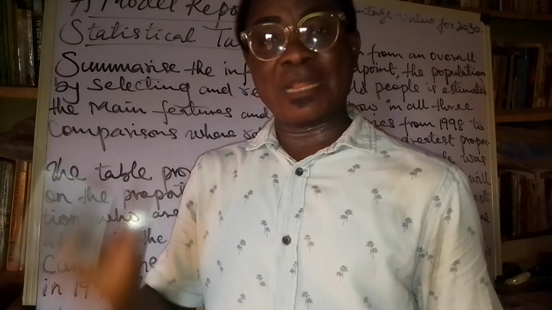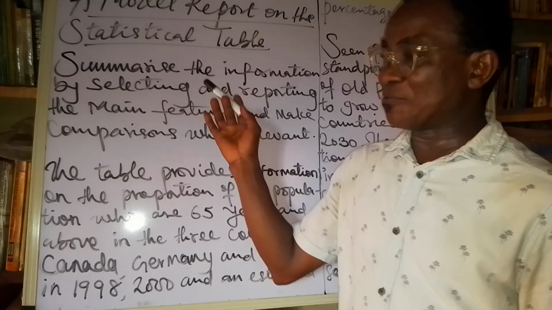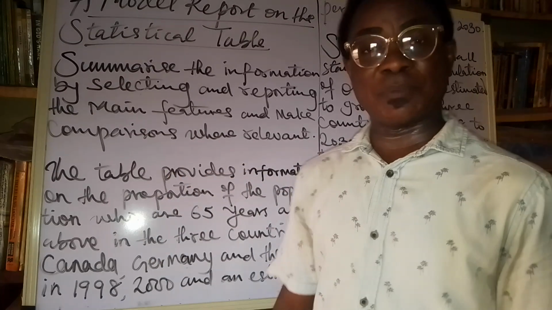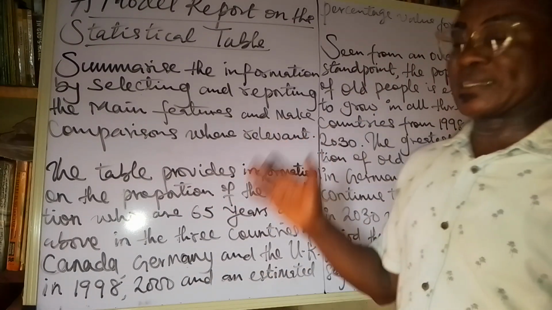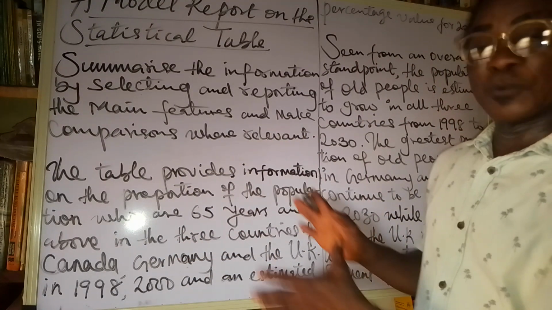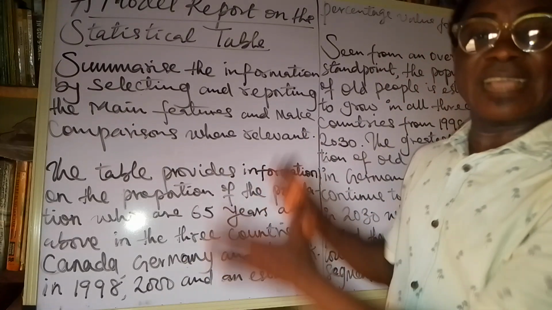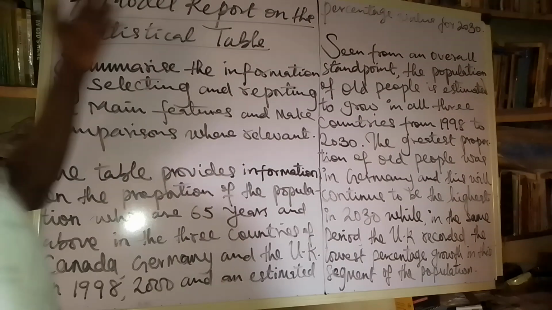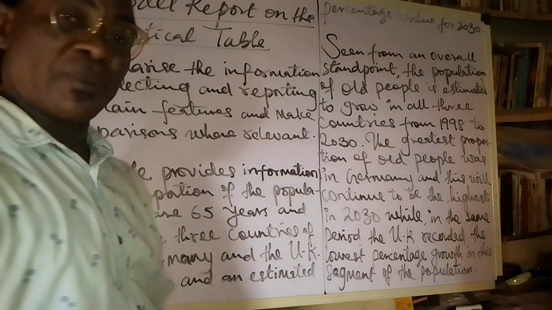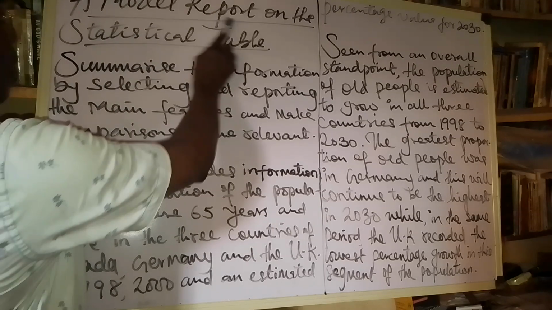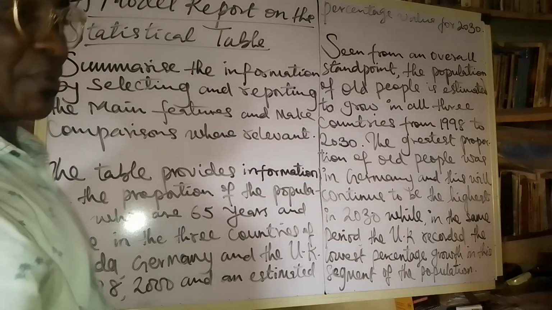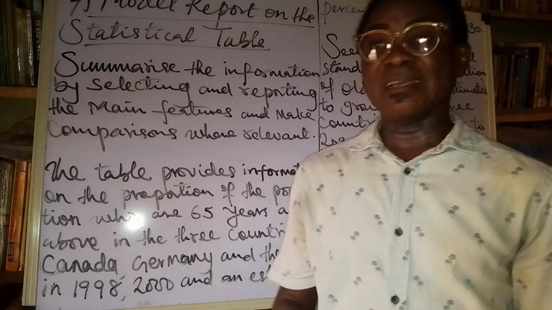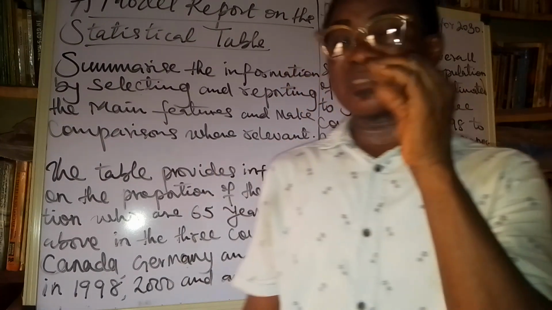In our video at the moment, we have an orderly report based on that statistical table. The report is written in the manner required by the IELTS examining authority. Let us take a look at the caption of our report. It says, a model report on the statistical table that we discussed in our immediate previous video.